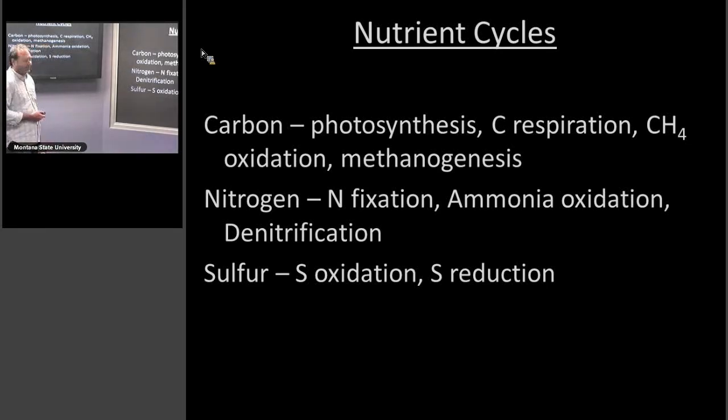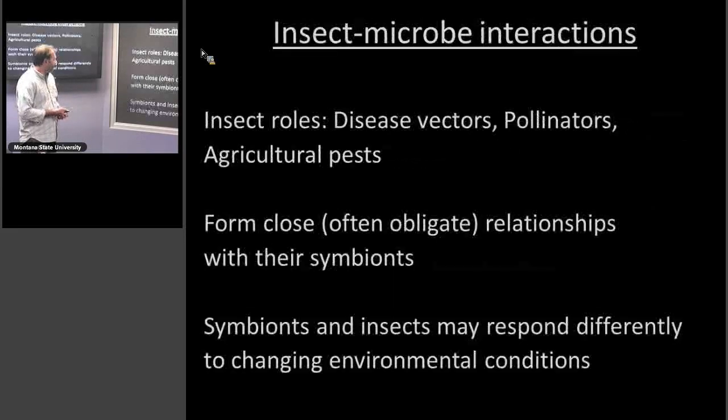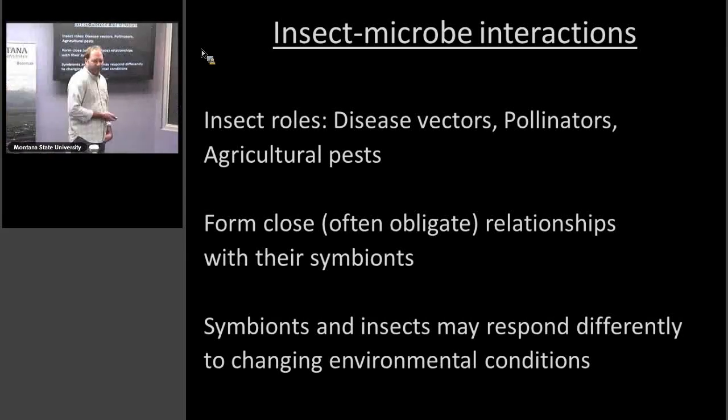So that's important. But insect-microbe interactions are really important too. If you're interested in the ecosystem services provided by insects like pollination, disease spread, agricultural pests, their microbes are actually important too, because these insects often form obligate, or if not obligate, facultative symbioses that affect insect survival and reproduction. And so those symbionts of the insects may respond differently to environmental change.